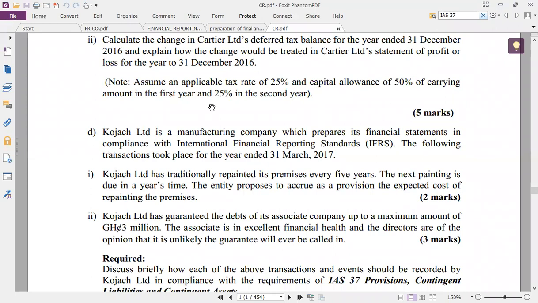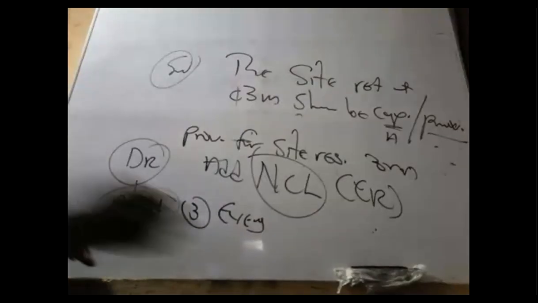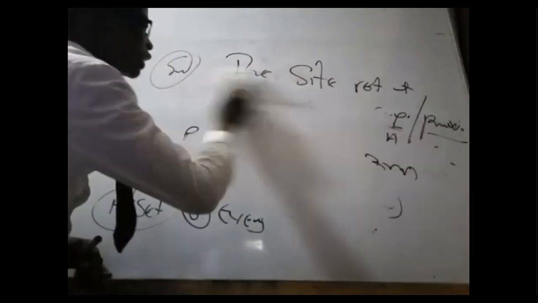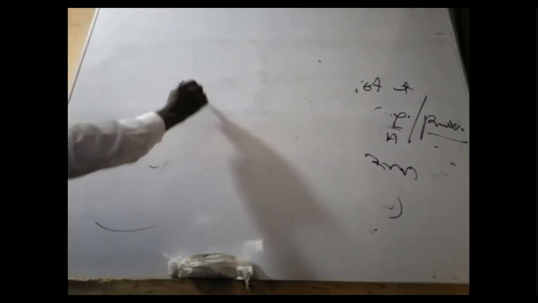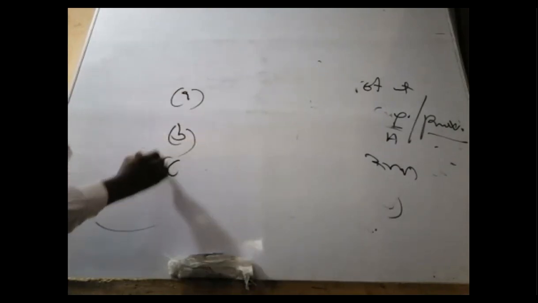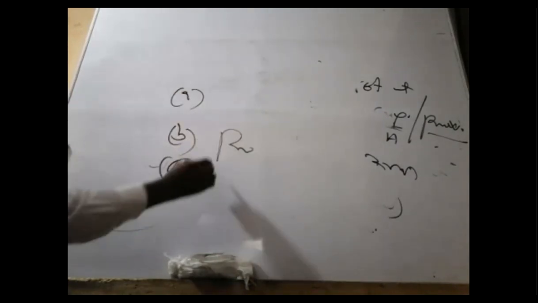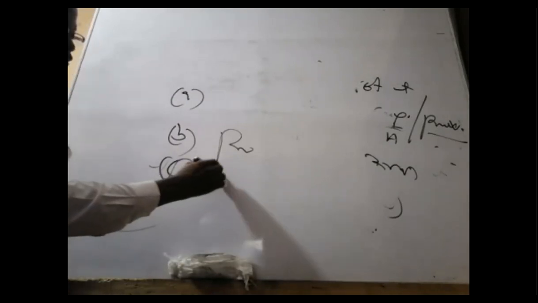Tell the examiner, before you can record the accrual of the premises next year as a provision, there must be a present obligation. There must be a present obligation, it must be probable, and then the amount involved, or a reliable estimate, can be made.